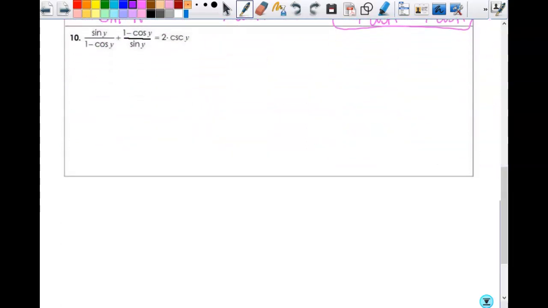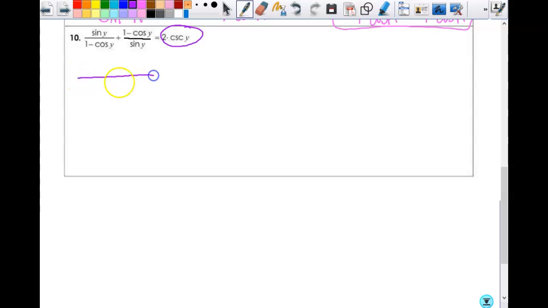All right. So let's look at number 10. Which side would you say looks more complicated? Absolutely. So we want it to look like this. Can I substitute this 1 minus cosine y? Can I replace that with sine y? No, because it's not squared, right? So I don't have anything Pythagorean in there. Reciprocals really aren't going to do anything. So I think I need to combine my fractions.